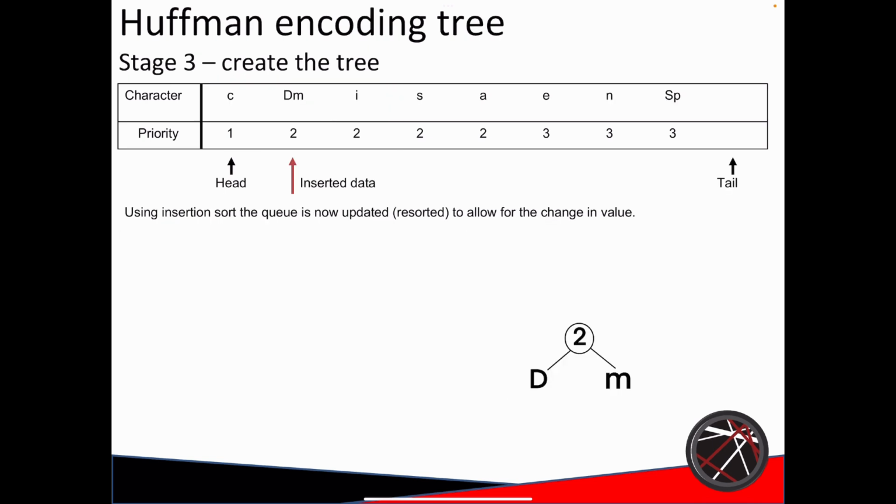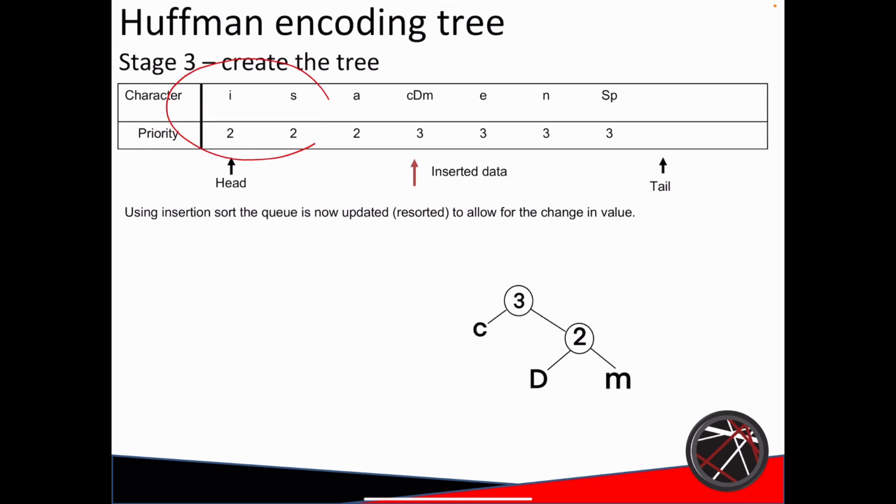We then join up the next two, so we've got C and DM, so therefore I'm going to write C here. C has a cost of 1, and therefore when they're combined together, they now have a cost of 3. Again, combined, they're now going to go here within the queue. And then look to combine these two.